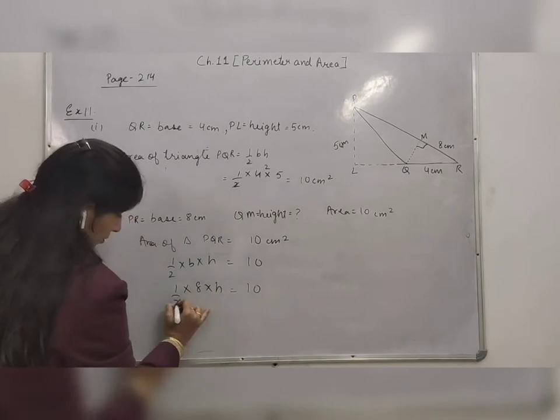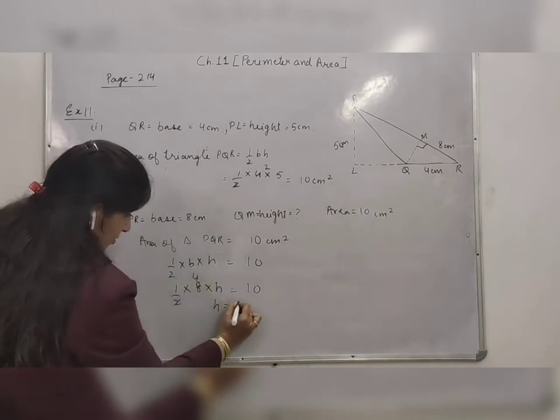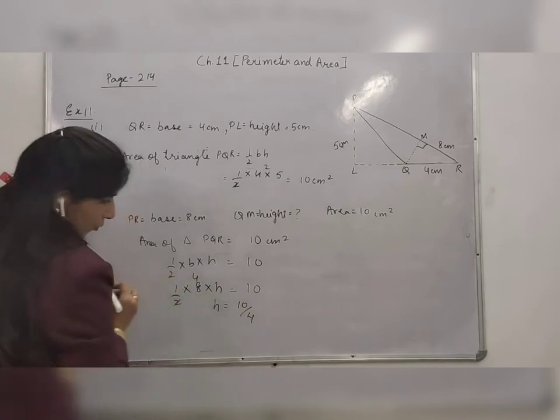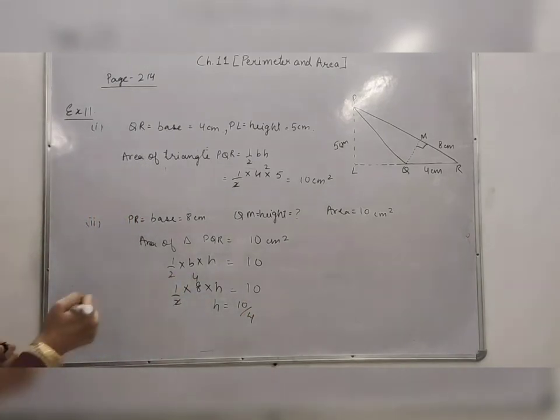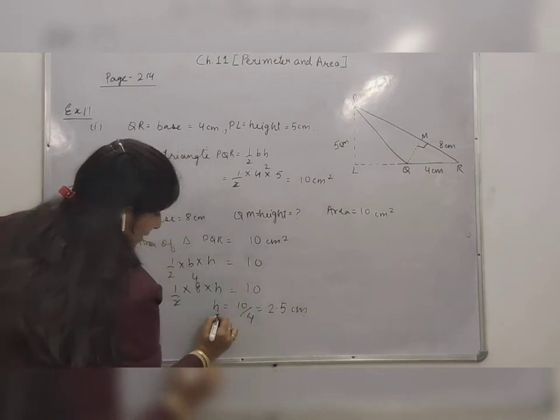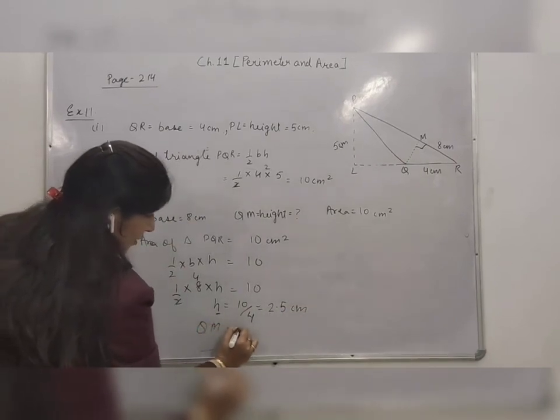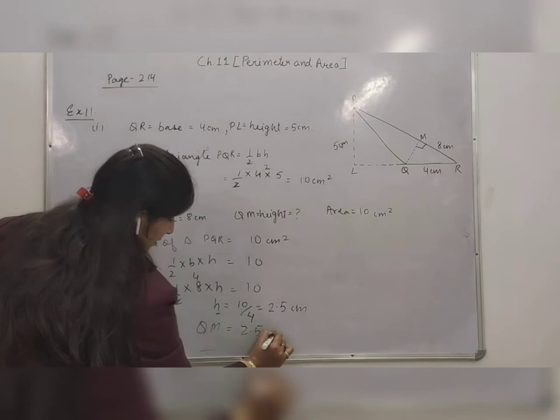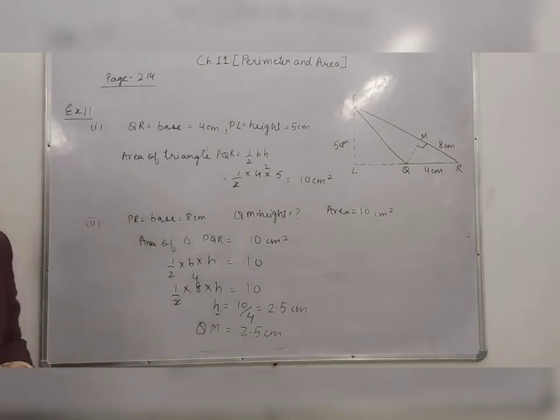Now 2 4s are 8. So H equals to 10 divided by 4. Okay. So after solving it will become 2.5 centimeter. So height means QM is equals to 2.5 centimeter. So in this way we can solve this question.